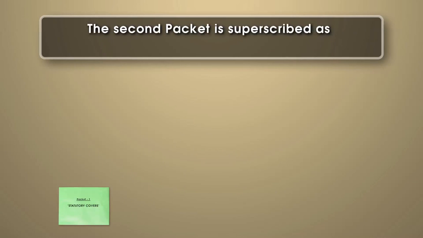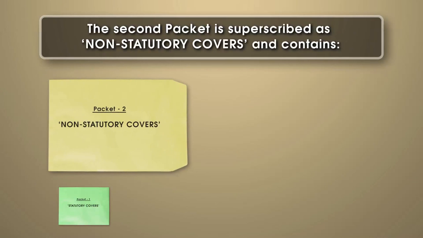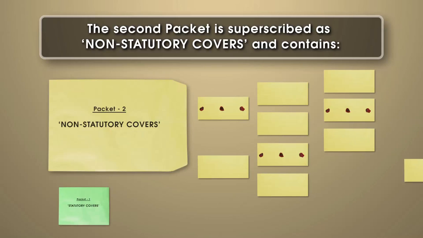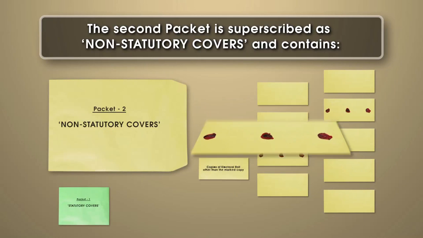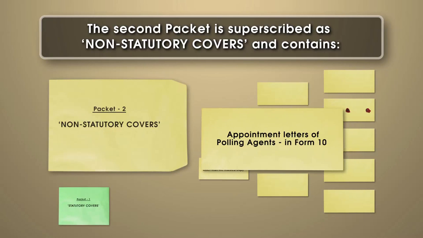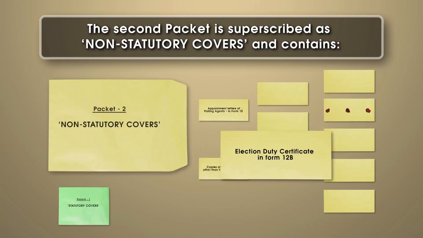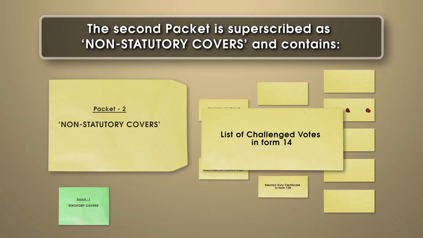The second packet is superscribed as non-statutory covers and contains the cover containing copies of electoral roll other than the marked copy, the cover containing appointment letters of polling agents in Form 10. This needs to be sealed. The cover containing election duty certificate in Form 12B. The cover containing list of challenged votes in Form 14. This is the other cover in the packet that needs to be sealed.